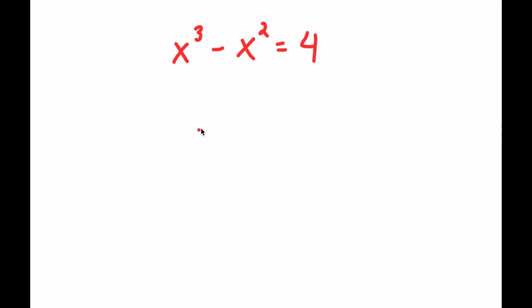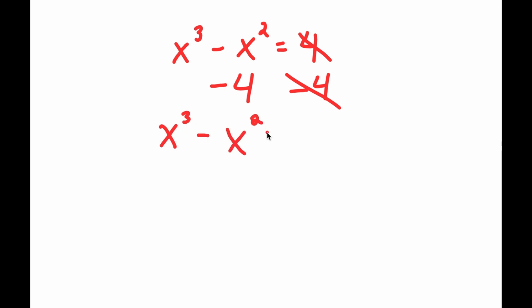Alright, so in this problem, I have x to the power of 3 minus x squared is equal to 4. So I'm going to start by subtracting 4 on both sides. So these two cancel out, and I get x to the power of 3 minus x squared is equal to negative 4.